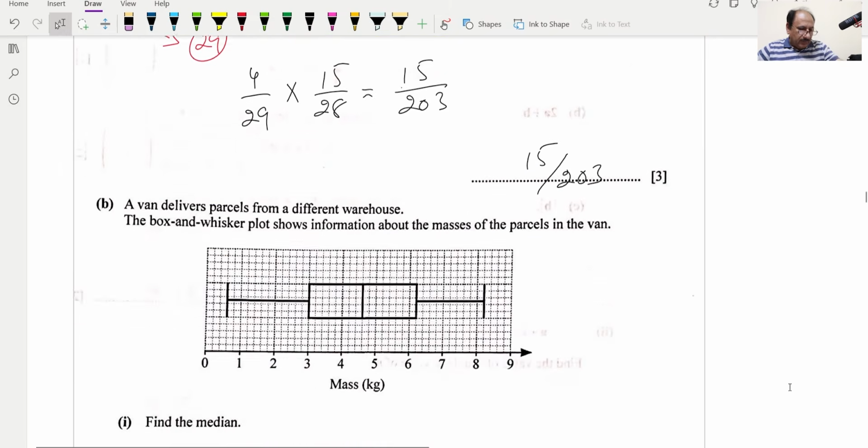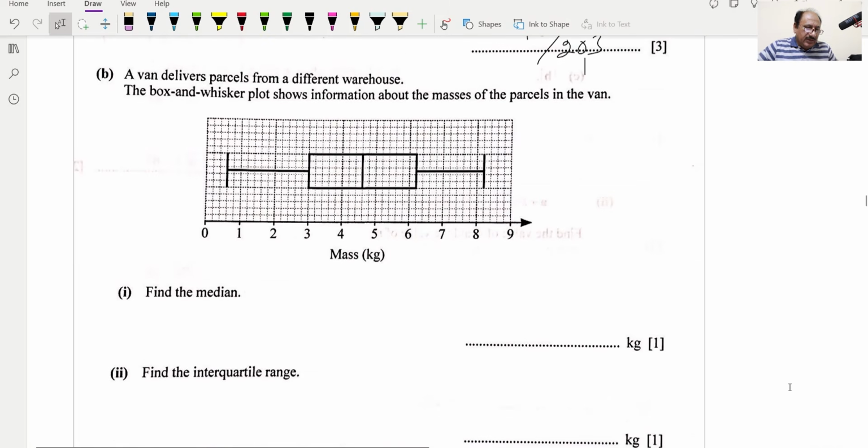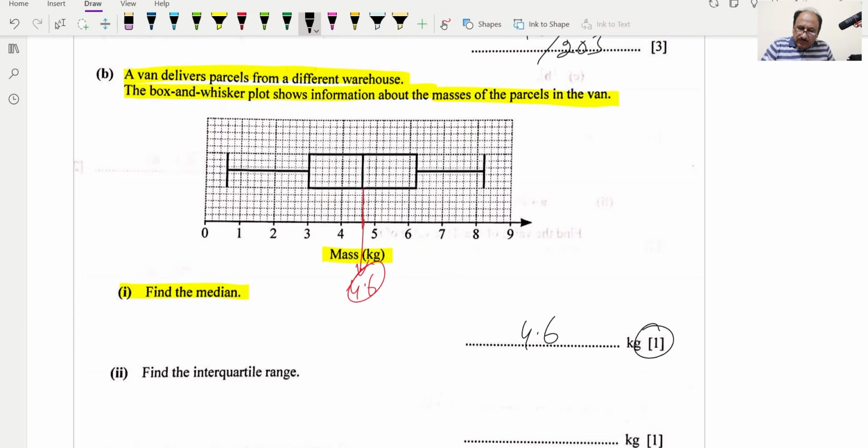Hopefully you understood this. Next question is, a van delivers parcels from a different warehouse where the box and whisker plot shows information about the masses of the parcels in the van. So this is mass in kilograms, box and whisker plot is given. Find the median. Median will be this middle value, which is 4.6. So the answer will be 4.6. 1 mark. No working is required.